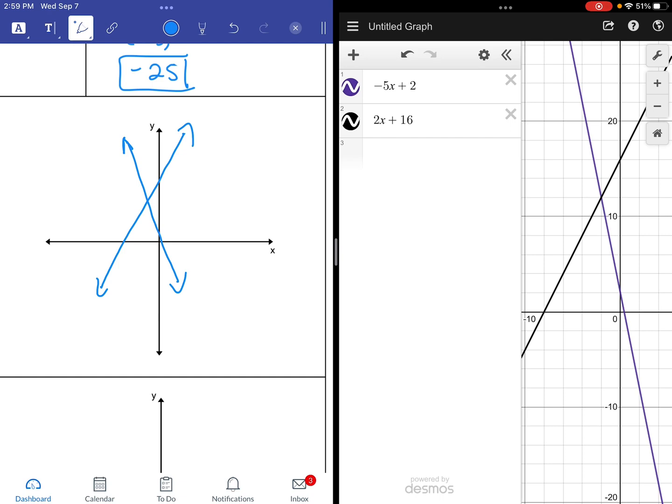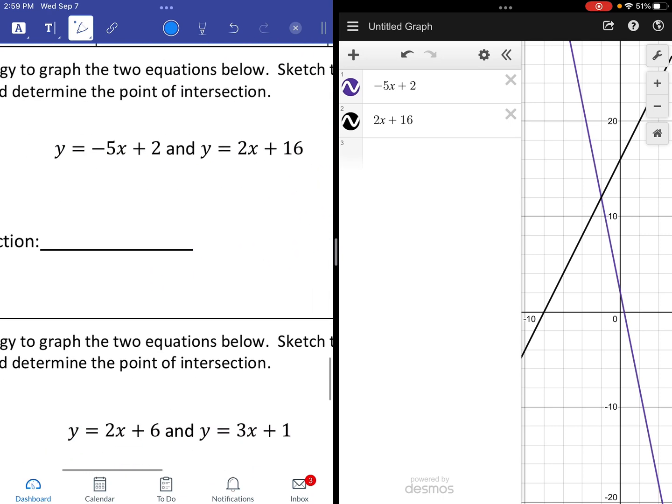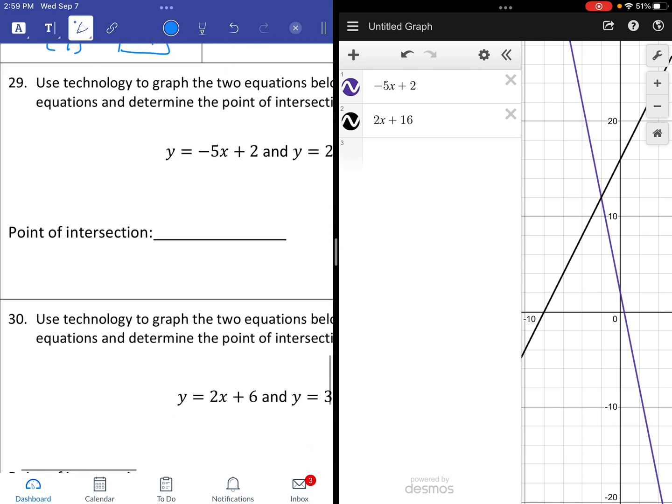All right, my intersection point, which is what we're looking for, we want to find out where they intersect. That's what it says, the point of intersection. If you click on one of the graphs, it points the dot right where they intersect, which is right there, which is negative 2 comma 12.